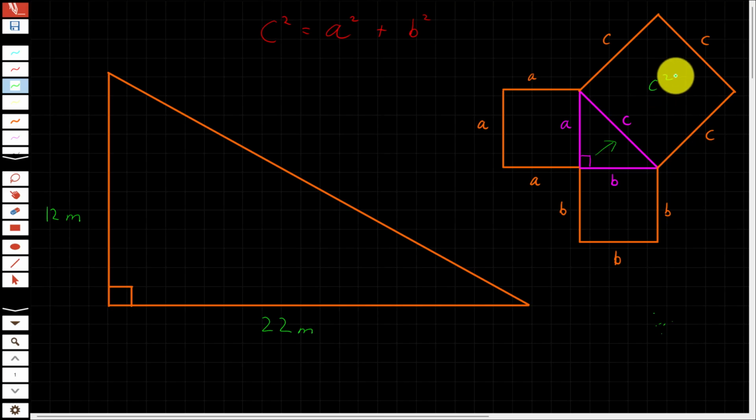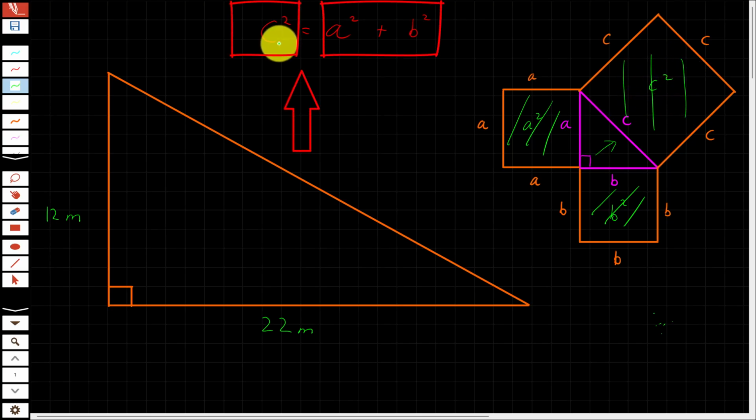So c squared is the area of that square. Now a and b can be either side of the right angle triangle where the 90 degree is. In this case I've drawn a here, so this area is a squared and this area is b squared. So the Pythagorean theorem states that the area here, c squared, is equal to the area of a squared plus b squared. So if we were to add these two areas up, we'll get the same area here.